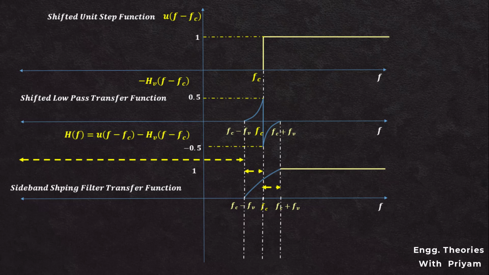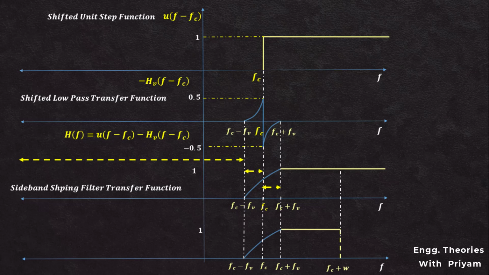At the frequency f_c + f_v, again the shifted unit step transfer function is equal to 1, but -H_v(f - f_c) is equal to 0. So H(f) will have the value U(f - f_c), which will be equal to 1. For all frequencies from f_c + f_v, the transfer function H(f) has the value 1, but this transfer function is band limited to the frequency f_c + W. So this is the specially designed sideband filter for the generation of the VSB signal, which is band limited to f_c + W.